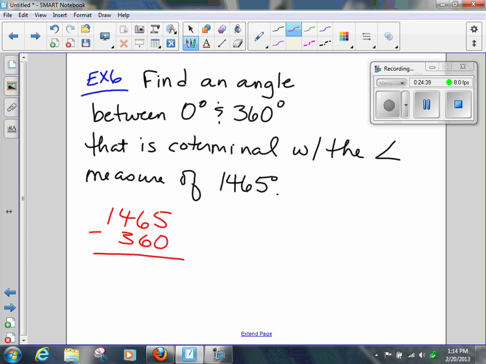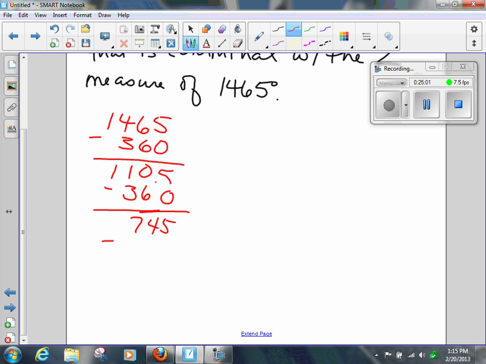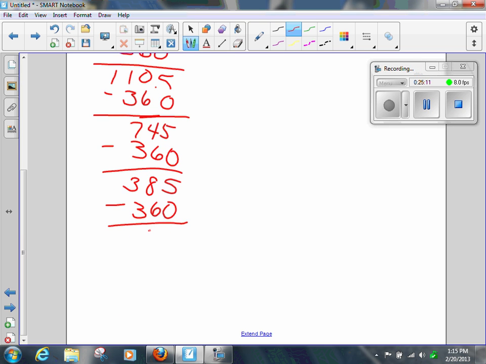All right, so what do we have? Somebody take 1105 and subtract 360. 745. And we keep going. When do we stop? Once I get under 360.